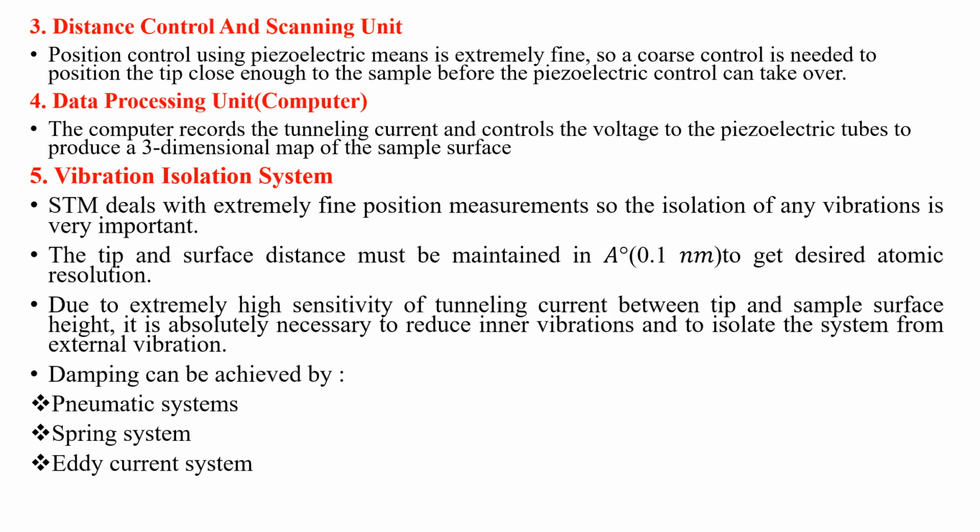The next component is the distance control and scanning unit. As we have already seen in the construction, the distance control and scanning unit acts as a feedback. We have to control the position of the tip close enough to the sample, so that it doesn't touch the surface. The next one is the data processing unit, that is the computer. This computer records the tunneling current and controls the voltage, and it will display a three-dimensional image of the sample surface. Then the fifth one is the vibration isolation system.